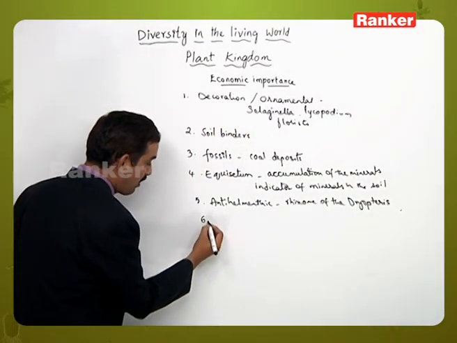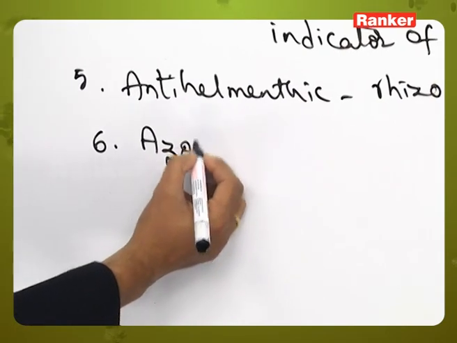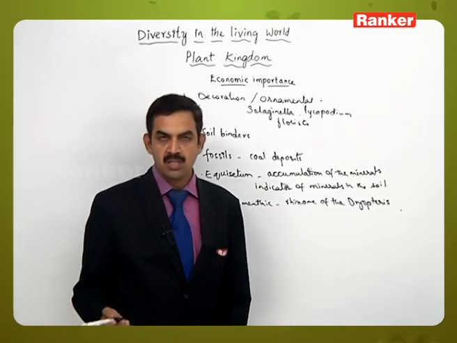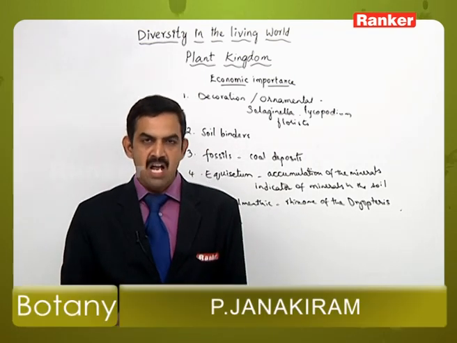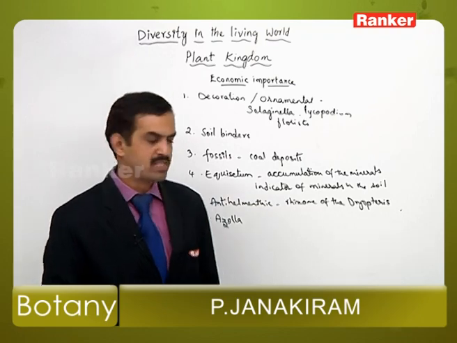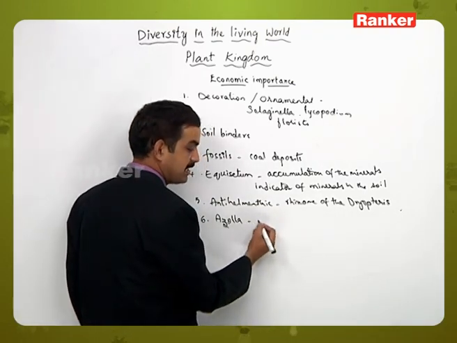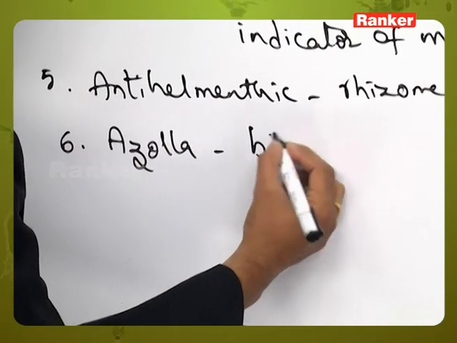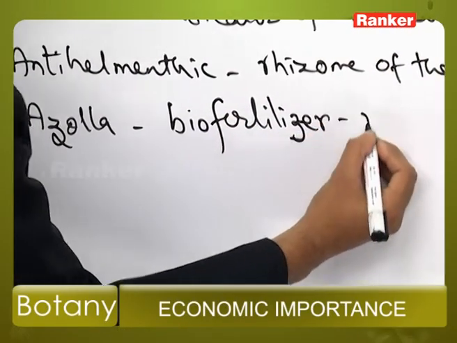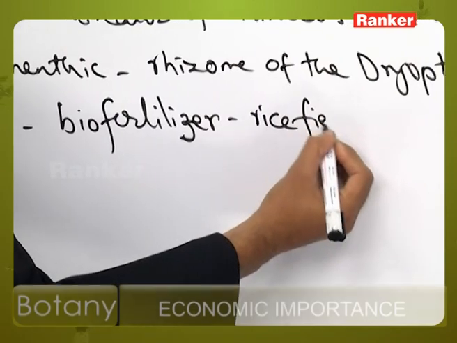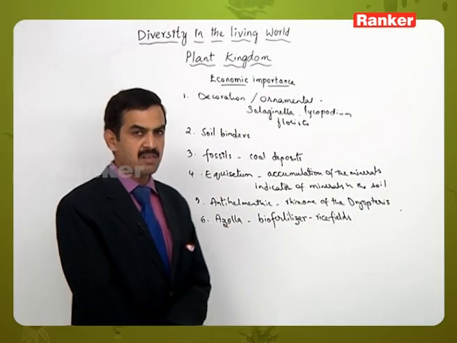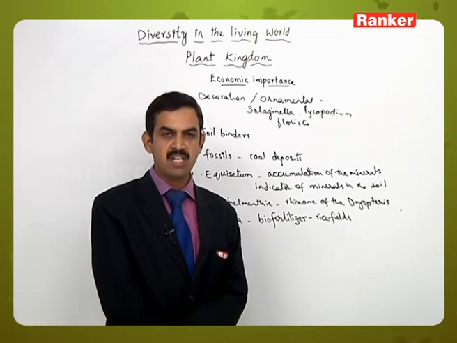And some of the plants like Azolla, here Azolla is an aquatic plant in which the Anabaena azollae is surviving in the form of a symbiotic association. That's the reason why it is used as a biofertilizer, particularly in the rice fields. So these are some of the economic importances related to some of the members of pteridophyta group of plants.